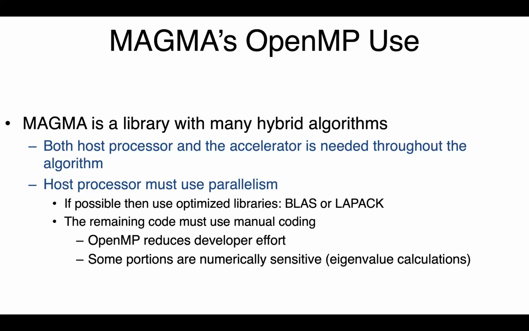So we use OpenMP to maintain this very high parallelism whenever we cannot access BLAS or LAPACK libraries. OpenMP reduces our development effort on the CPU part of the algorithm, and some portions might be very numerically sensitive, and for those we use more advanced features in OpenMP.